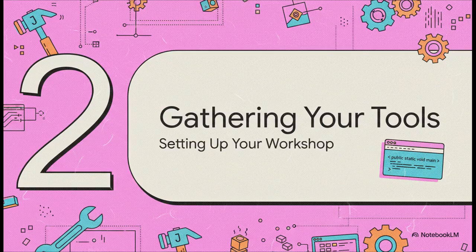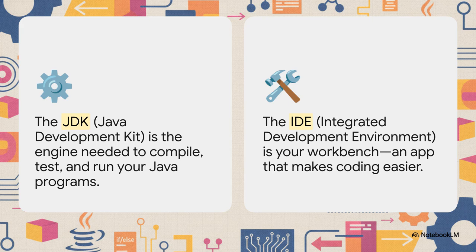All right, we have our blueprint. Now, what does every builder need? A workshop with the right tools. So let's get ours set up. You really only need two essential tools to get started. First up is the JDK, the Java Development Kit. Think of this as your engine. It takes the code that we as humans can read, and it compiles it, or translates it, into instructions the computer can actually understand. And then you've got an IDE, an integrated development environment. This is your workbench. It's an app with a code editor and all these other helpful features that make writing and testing your code a whole lot easier.